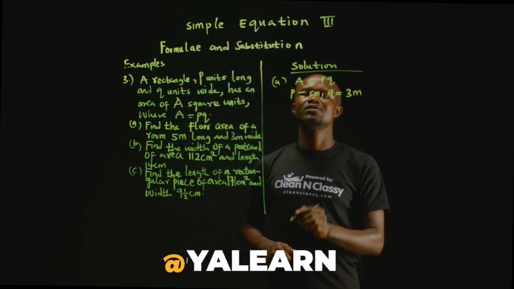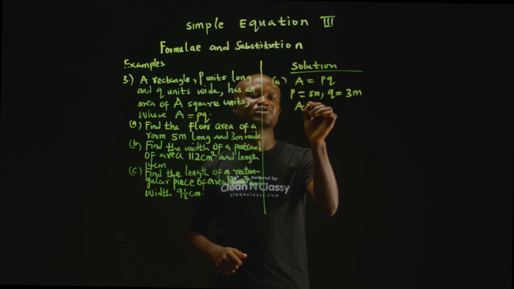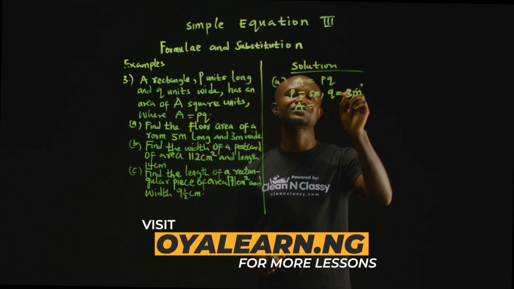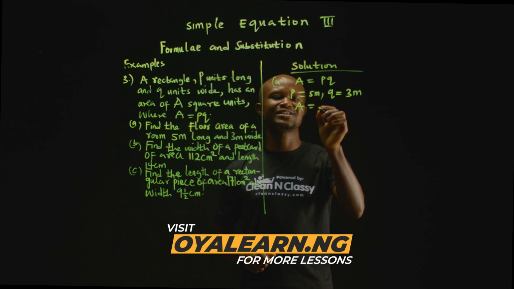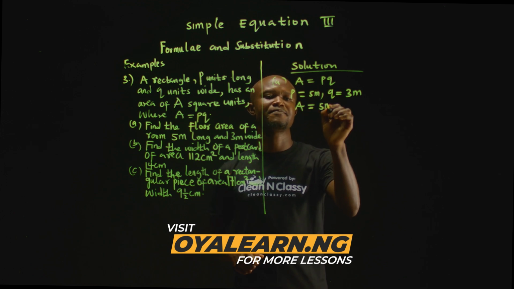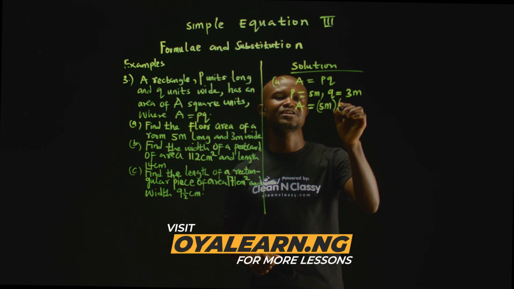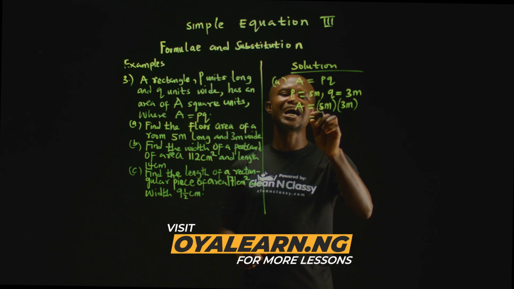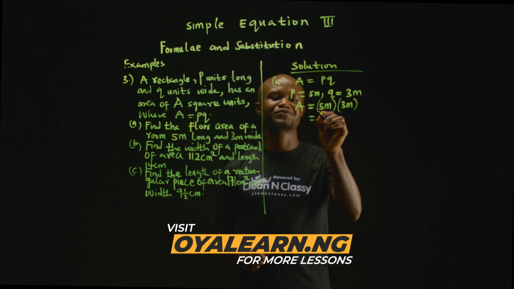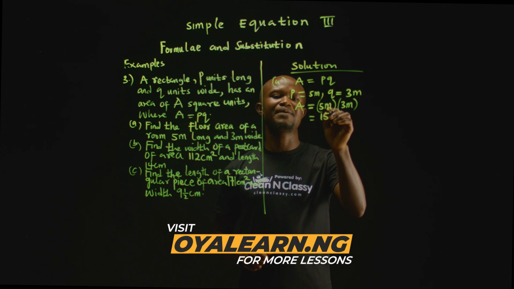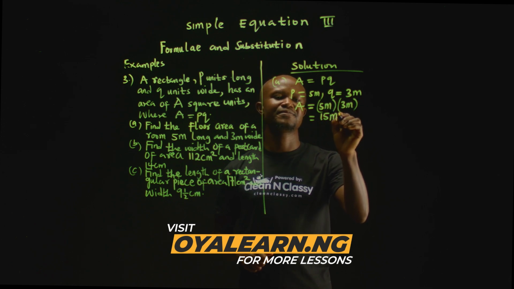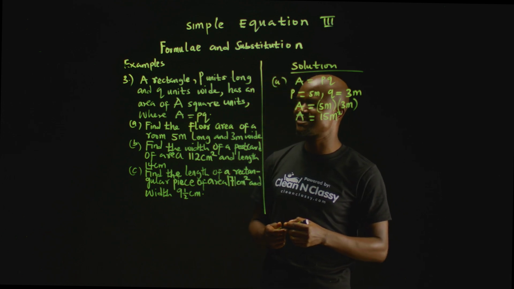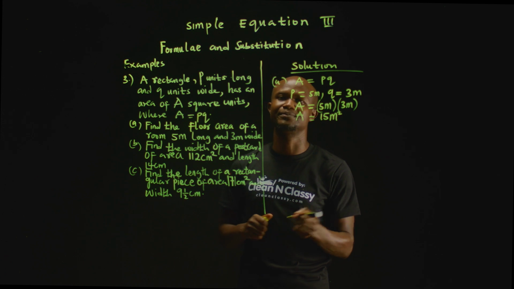3 meters. So what we are going to do now is substitute. Anywhere we see P, we put in 5, and anywhere we see Q, we put in 3. So we have 5 meters times 3 meters. Now, 5 times 3, what do we have? 15. And meter times meter is meter squared. So area equals 15 meters squared. That is the solution to the first part of the problem.